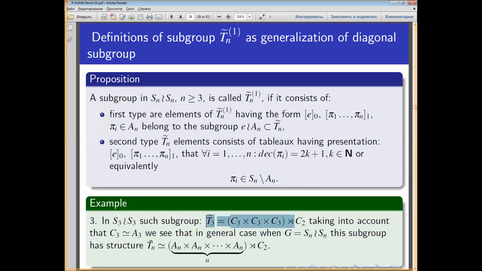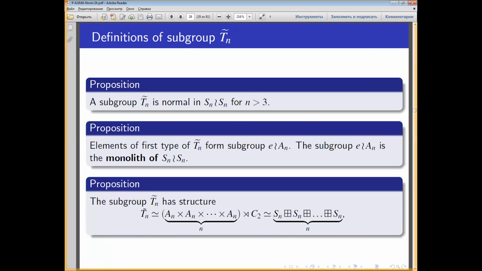The structure of the subgroup is a semi-direct product, and taking into account that Z3 is isomorphic to A3, we can write it and generalize it for case N. For case N, instead of Cn, we write An. And this homomorphism from C2 to the automorphism group of the direct product of An induces a change of parity of permutation, making it even or odd. Subgroup T tilde N is normal in the wreath product SN. Elements of the first type Tn form the subgroup E wreath product An. The subgroup EN is the monolith of the wreath product Sn with Sn.